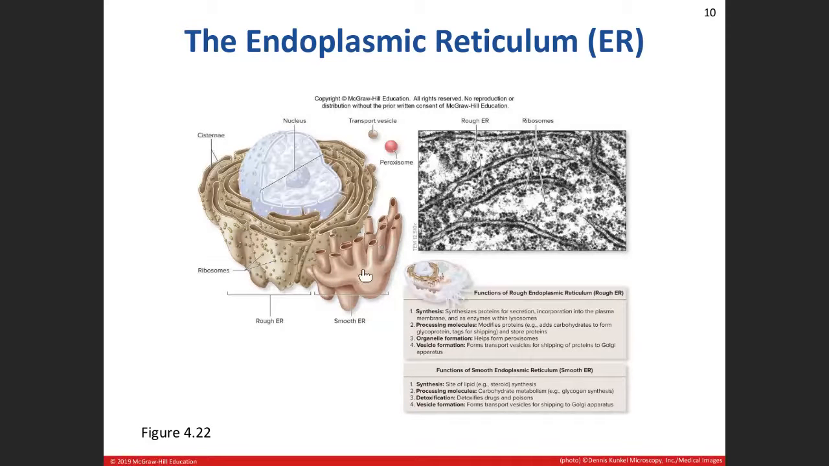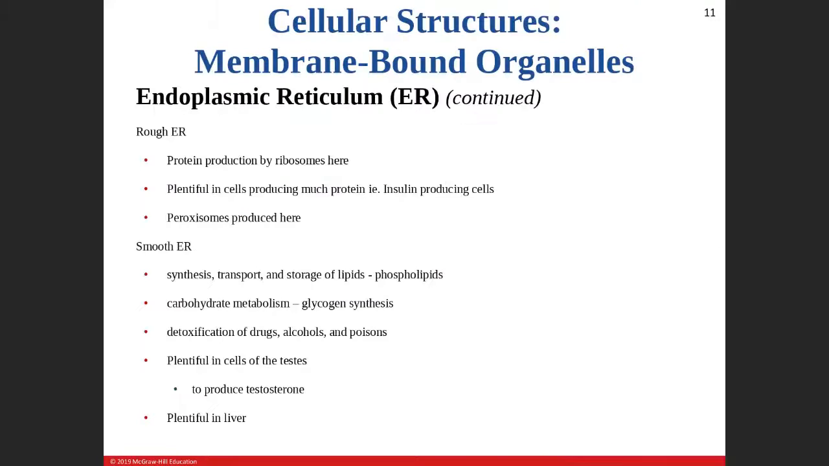All right, we'll talk about the functions of these here in a moment. Let me swing over to this slide here. You can see with the rough endoplasmic reticulum, we're going to have ribosomes present, so we're going to build and make proteins. When you see ribosomes, I want you to think immediately of protein production. Ribosomes, their job is to make these proteins. We're going to see cells that have to make proteins for whatever purpose.